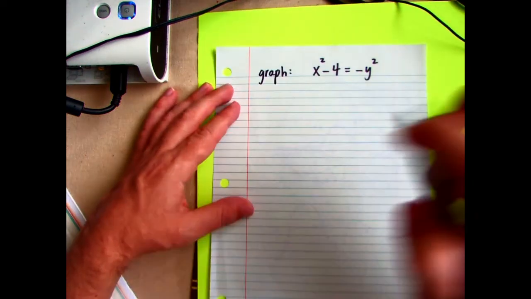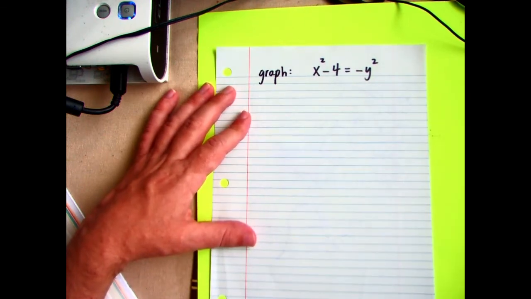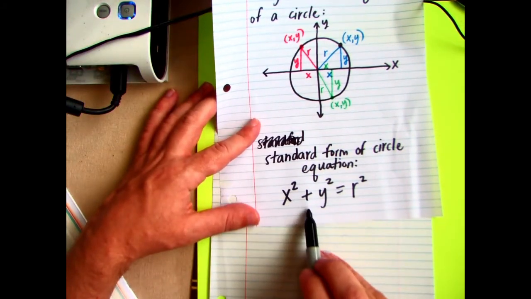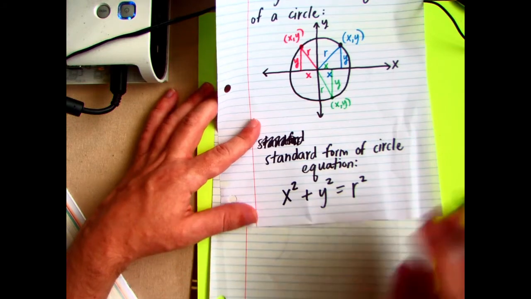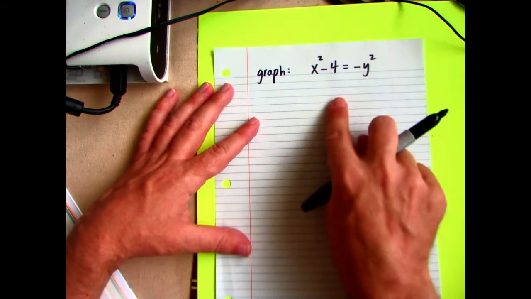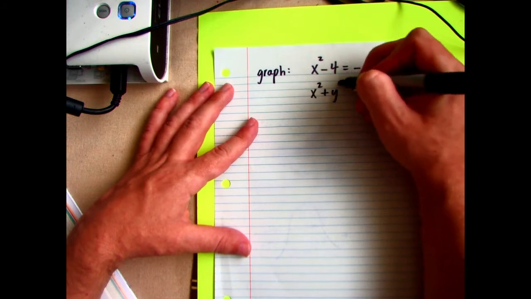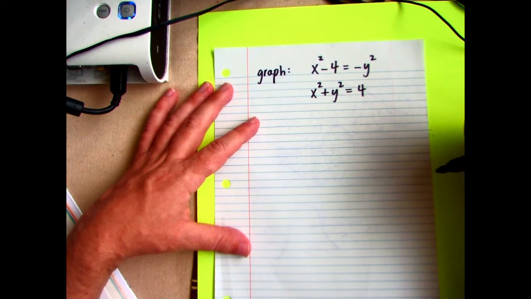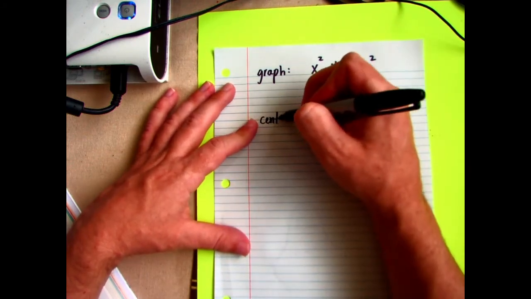All right, another example problem. This time we're not in standard form yet. If you notice, it's kind of all mixed up here. Standard form has x squared plus y squared on the same side and r squared off to its own side. So we got to move some stuff around here. We got to move the y squared over to the left, and we got to move that -4 over to the right. So x squared plus y squared equals 4 is now in standard form.